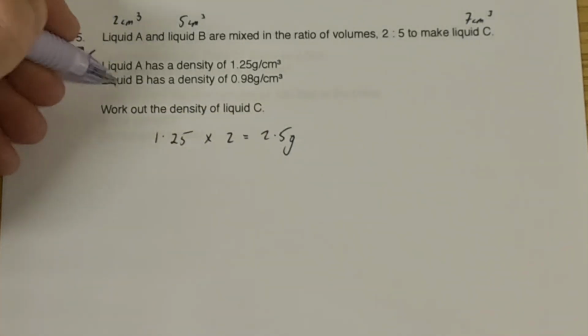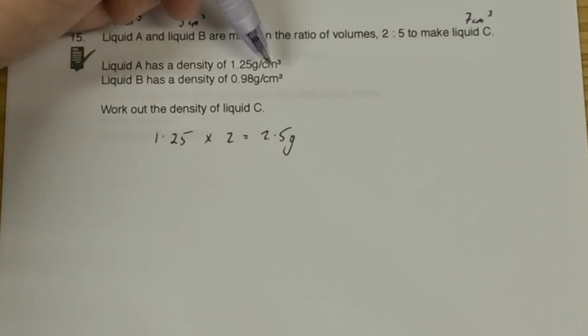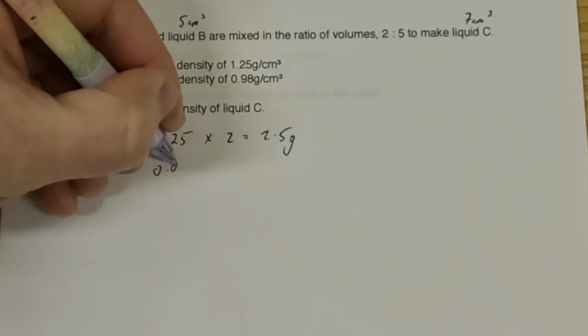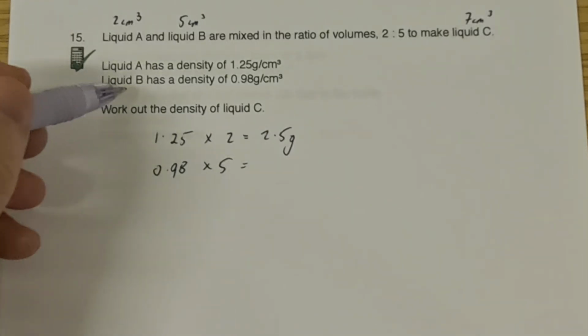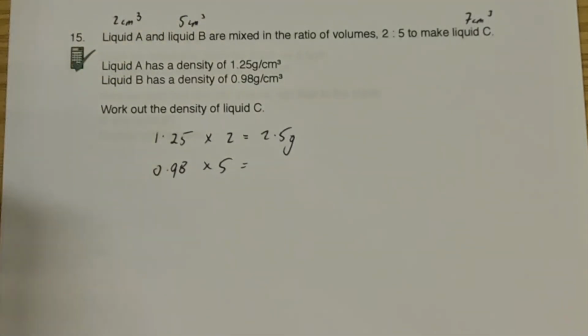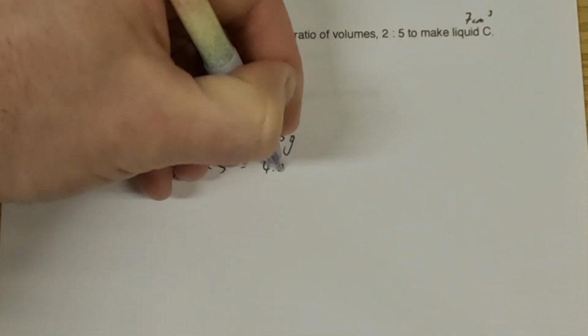Okay, now in terms of liquid B, we're using 5 centimeters cubed of that. So let's find the mass of 5 centimeters cubed of liquid B. Each centimeter cubed of liquid B has a mass of 0.98 grams. So if we take that 0.98 and we multiply that by 5, that'll tell us the mass of that 5 centimeters cubed of liquid B. So 0.98 multiplied by 5 is equal to 4.9. So that liquid B would have a mass of 4.9 grams.